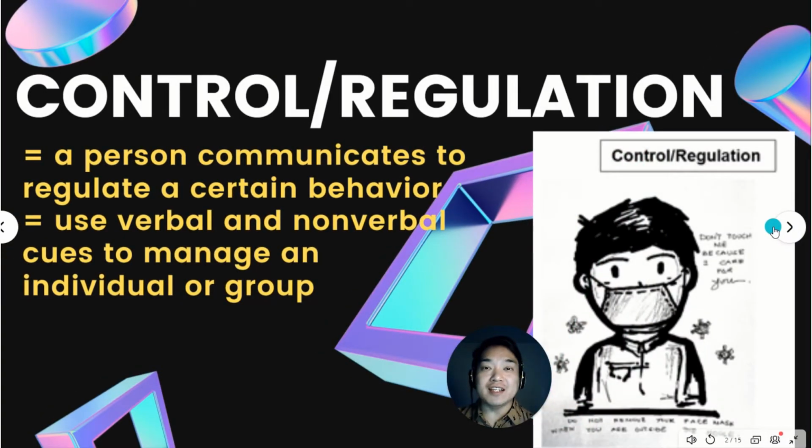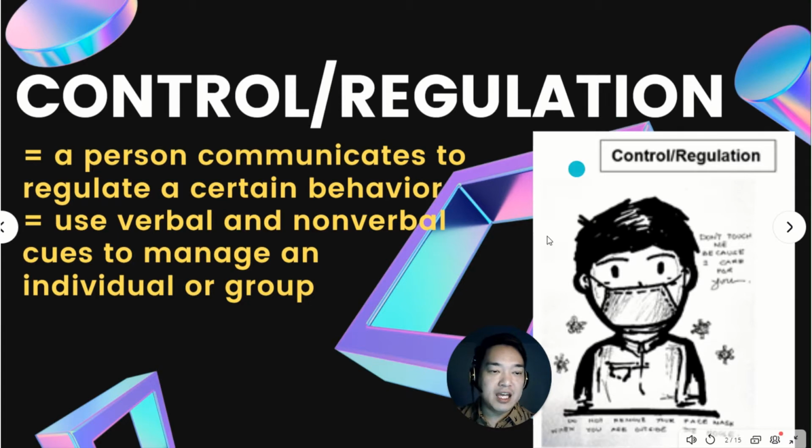The first function is control or regulation. In here, a person or the speaker communicates to regulate a certain behavior. He or she uses verbal and nonverbal cues to manage an individual or group. In regulation or control, for example, the speaker says something or uses nonverbal cues to command, request, or make the listener or listeners do something or perform something.